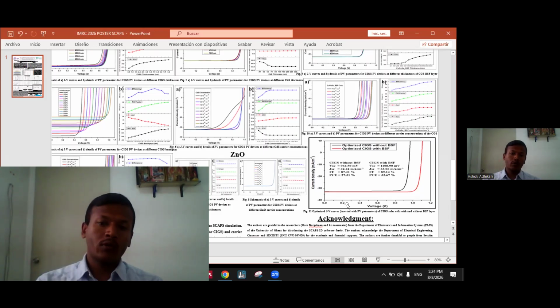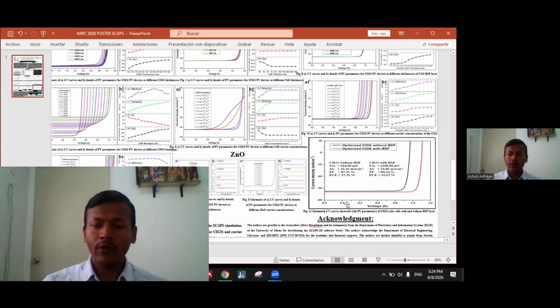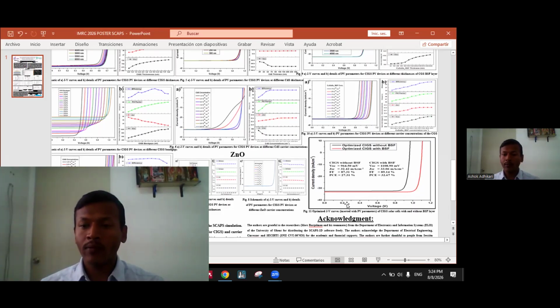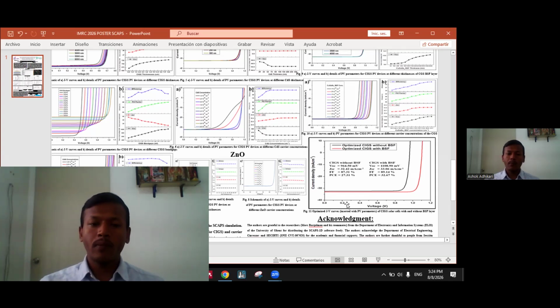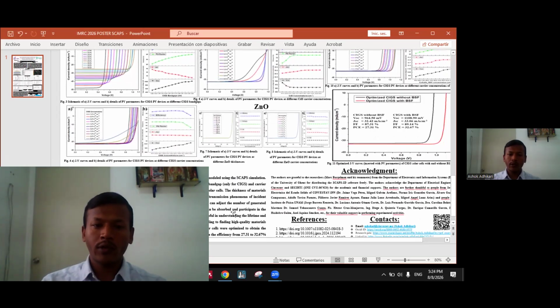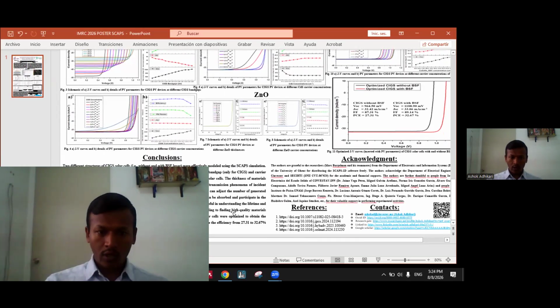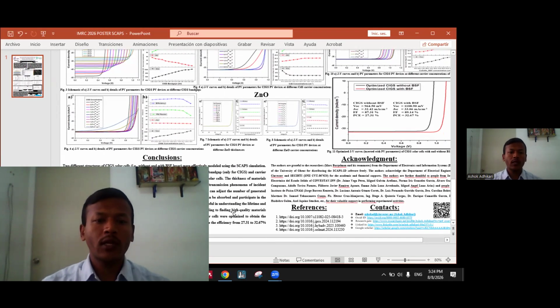I want to recall here that the Shockley-Queisser limit for the CIGS solar cell is 33.5%. So we are reaching almost 33.5%, which is a value that is notable. So in conclusion, two different structures of CIGS solar cells, without and with a BSF layer, were effectively modeled using the SCAPS simulation.